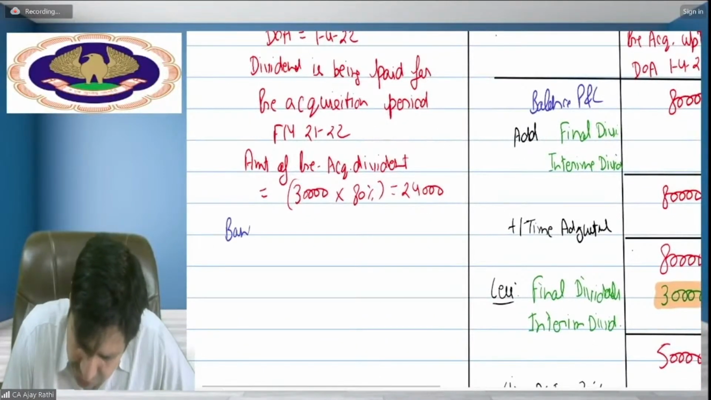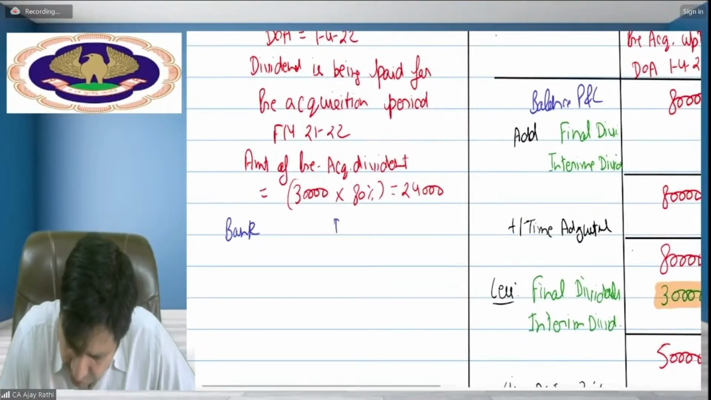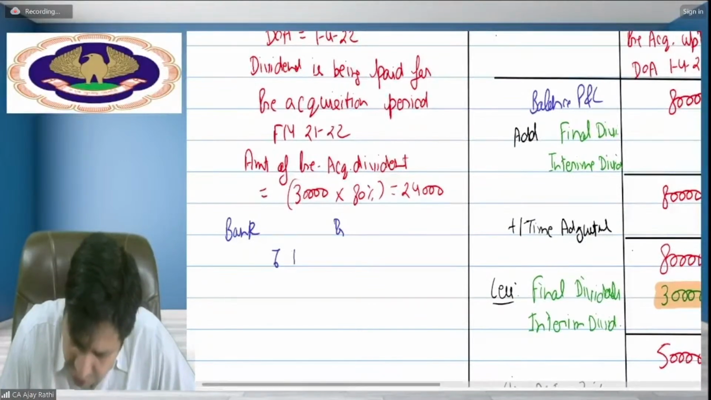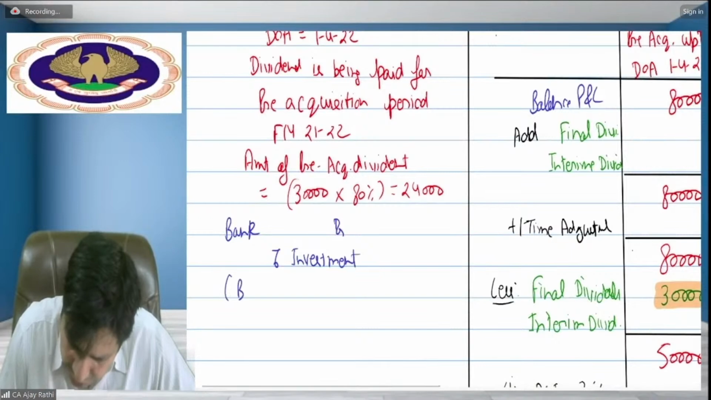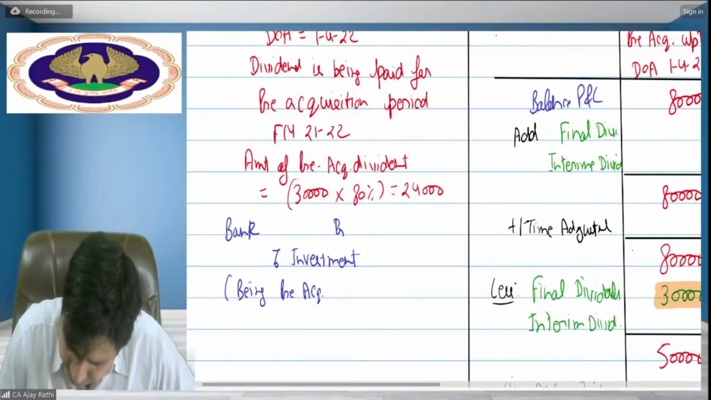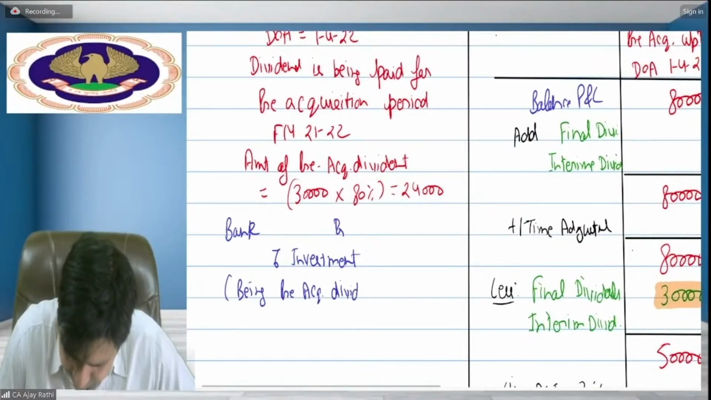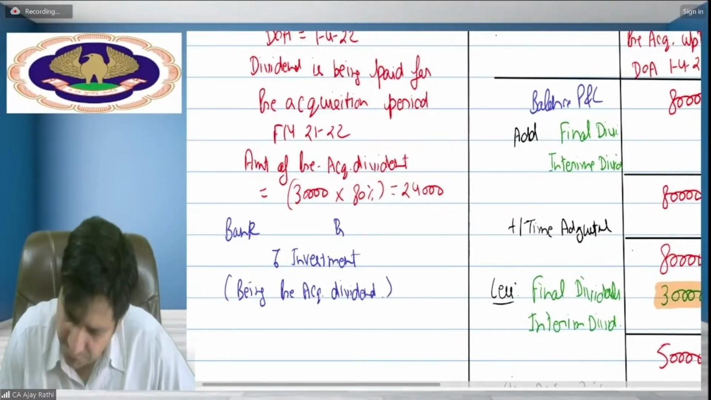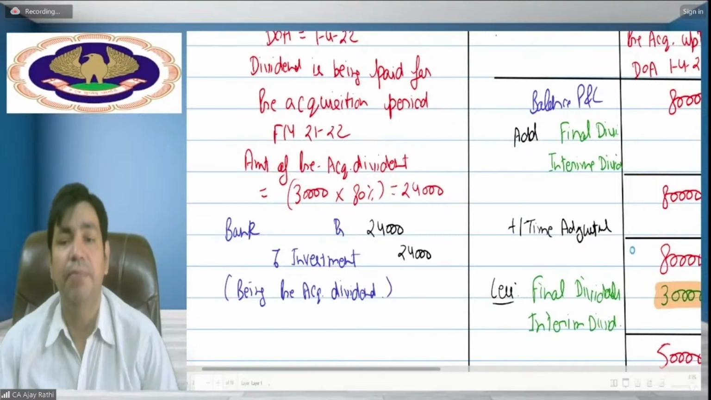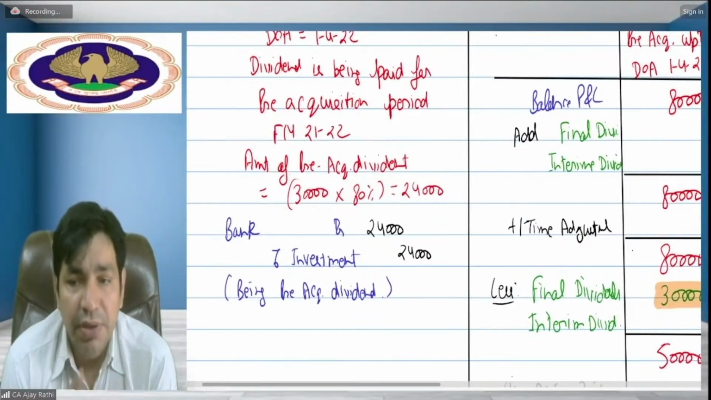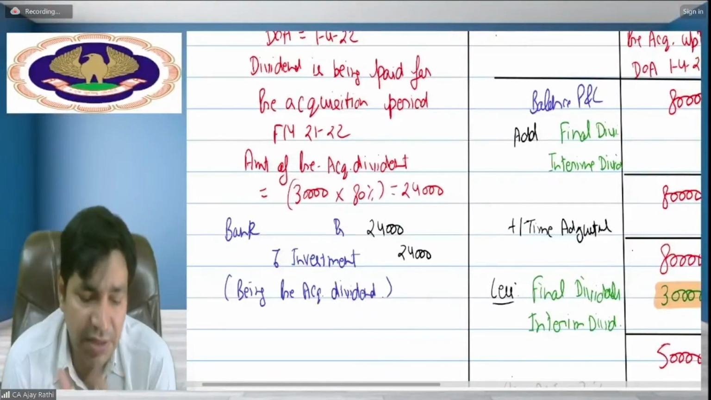Bank account debit as per year 30. Bank account debit to investment, because such dividend is treated as recovery of cost, being pre-acquisition dividend. So beta, 24,000 is the amount that will be pre-acquisition dividend. Yes beta Darshan, very good.